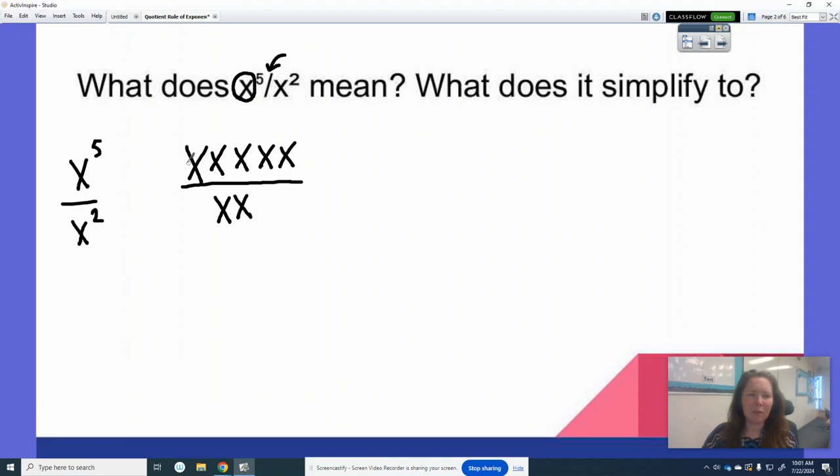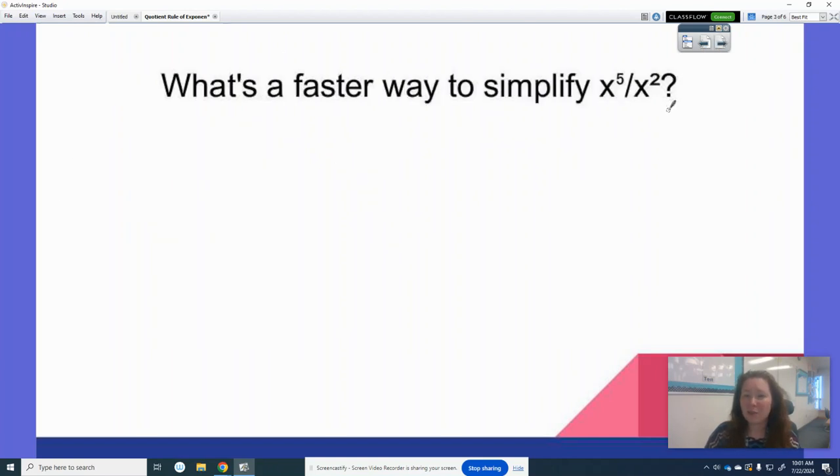And then when you multiply 1 times x, it doesn't change anything. So sometimes we use the vocabulary cancel out. X divided by x cancels out because it really becomes a 1, and that doesn't impact multiplication. So again over here, x divided by x cancels out again. So all we have left is x times x, which means we have x to the power of 3. So our next question is, what's a faster way to simplify that? Because yes, you absolutely can write the whole thing out and figure it out. Great strategy.